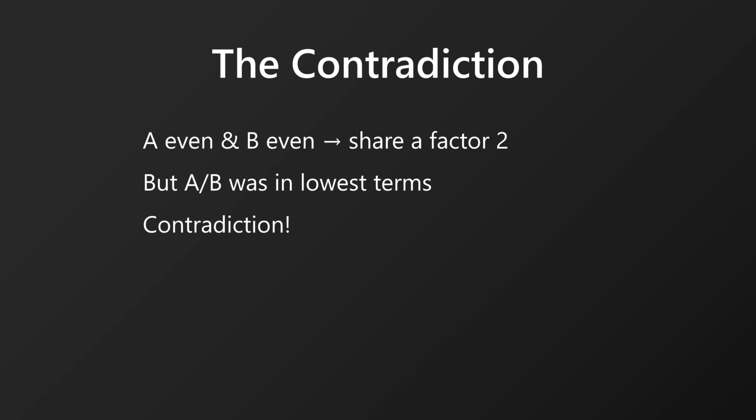But if a and b are both even, they share a common factor 2. But we assumed a over b was already in the lowest form. That's a contradiction. Contradiction means two things that cannot be true simultaneously. Number 1, they had no factors in common, and number 2, they are both even and share a factor of 2. The logic looped back on itself, and the assumption that square root of 2 is rational collapses.